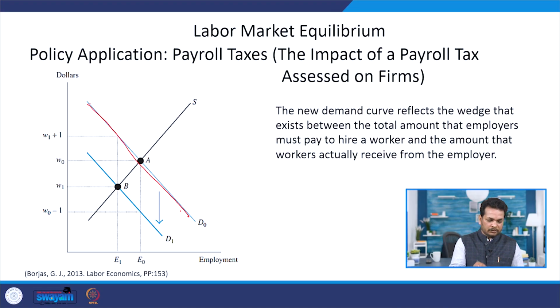As you can see in this graph, now the demand curve has shifted from D0 to D1 because of the imposition of this $1 tax on the firm. So, the new demand curve reflects the wedge that exists between the total amount that the employers must pay to hire a worker and the amount that the workers actually receive from the employer. Now, the point here is that if the firm wants to employ E0 workers, they want the cost to be W0, which means they want the wage rate paid to the worker to be W0 minus 1, so that they can go with this W0 cost. As a result, the demand curve has shifted downwards.